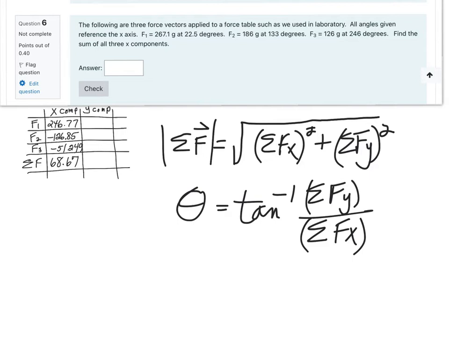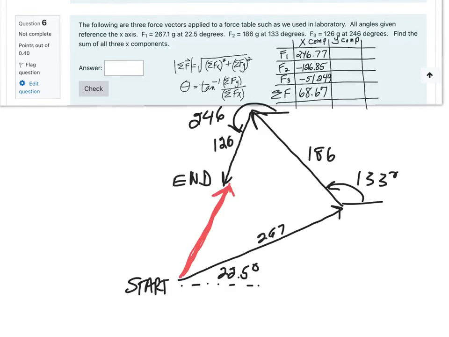Let me draw the figure. That's also important. Once again, I can't stress enough the importance of drawing the figures and visualizing these problems. So notice I picked an angle. It might be a little too big, but I just estimated 22.5 degrees, and I drew a line. Now, if this is 267, 186 has to be a little shorter. Maybe I made that too long. And I have to estimate 133 degrees. So that's my estimate of 133 degrees.